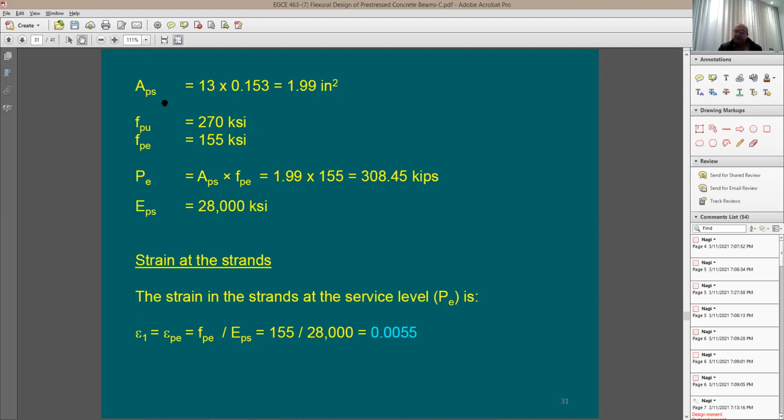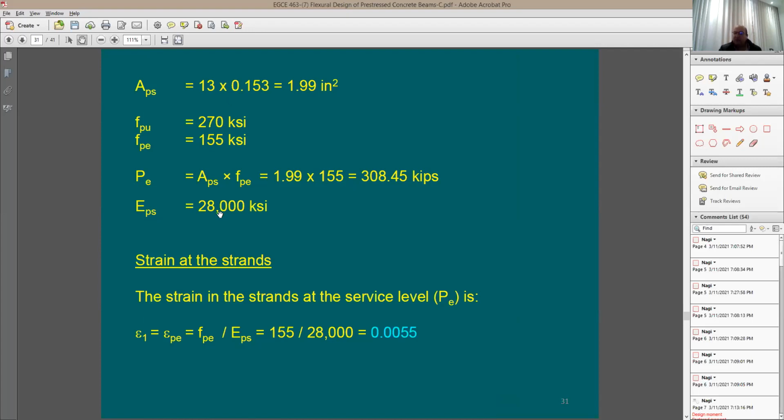So, okay, APS, we have done this before, nearly 2 square inches for the pre-stress strands cross-section area. You can see here, P sub E is going to be equal to this cross-section area multiplied by the 155 KSI. Same thing that we have done in problem number 1. The modulus of elasticity, 28,000 KSI.